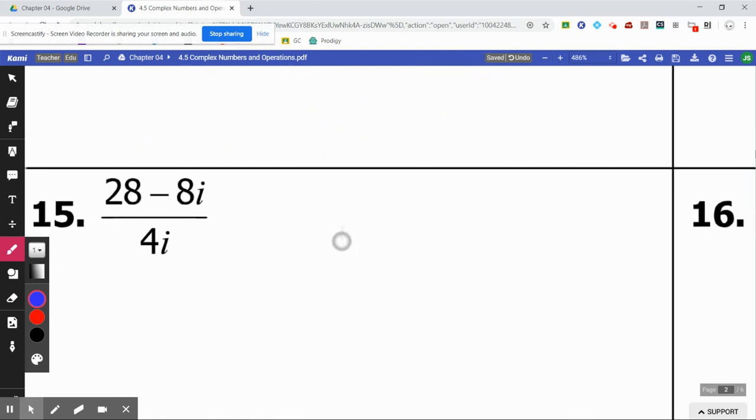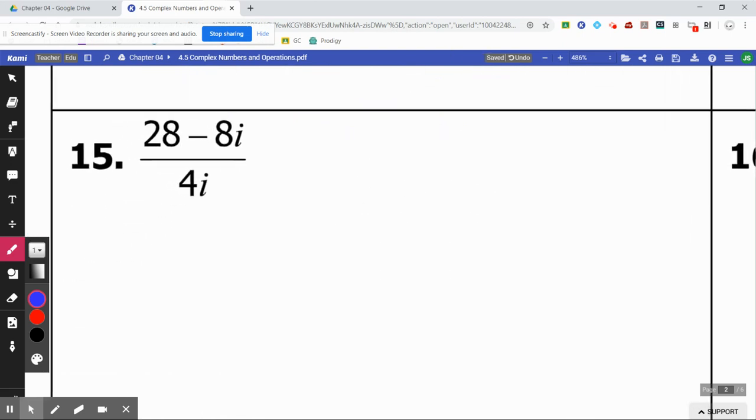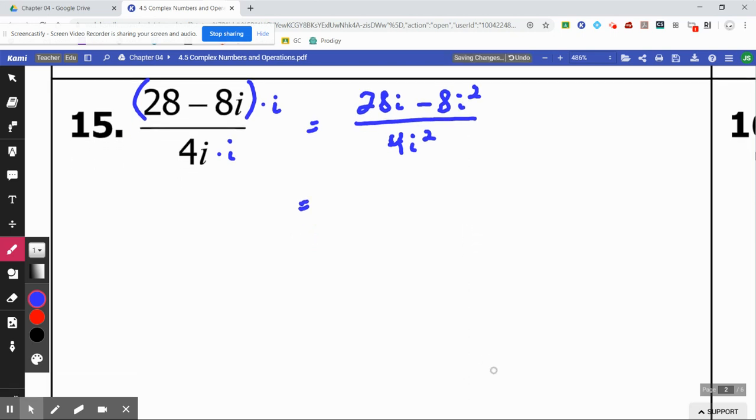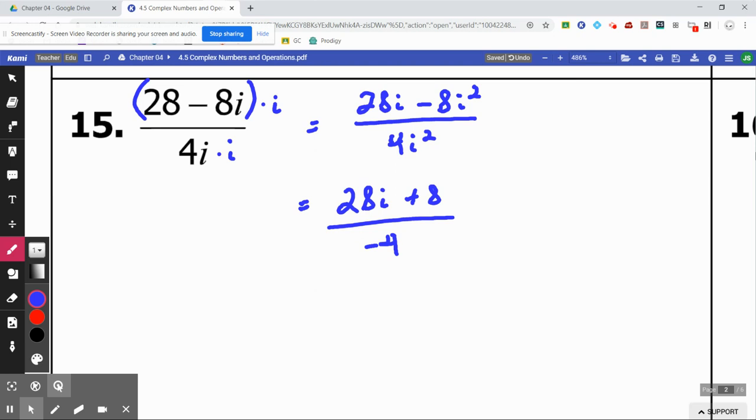Number 15. Again, if the bottom is just a regular pure imaginary, multiply top and bottom by i. Now, since there are two terms on top, you do have to distribute. On top, you now have 28i minus 8i squared. On bottom, you have 4i squared. So let's replace all of our i squareds with negative 1s. So now you have 28i plus 8. And on the bottom, you have 4 times negative 1, which is a negative 4.